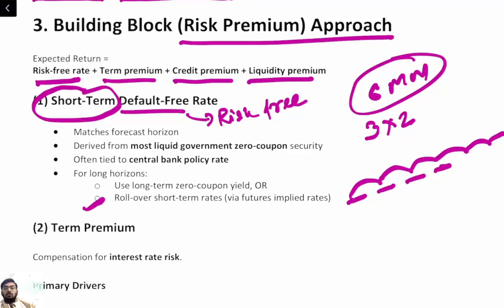Now, apart from this, you can also use futures contracts, your FRAs, forward rate agreements. So they can also help you to predict the future short-term rates. Clear? Because they are also based on the market expectation of where the short-term interest rate will go. So this can help us construct the expected path of the short-term rates very easily.